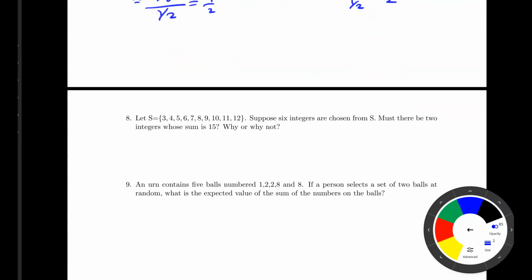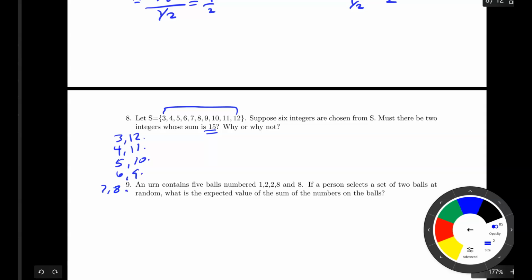All right, let's fit one more in here. So if I pick pairs of numbers, so just picking pairs of numbers, I'm going to pick the ones that will work to be a sum of 15. So I've got 3 and 12, 4 and 11, right? 5 and 10, and then 6 and 9, and 7 and 8. 1, 2, 3, 4, 5 pairs that give me a sum of 15. So if I pick 6 integers, if I choose 6, then I'll have at least 1 pair.